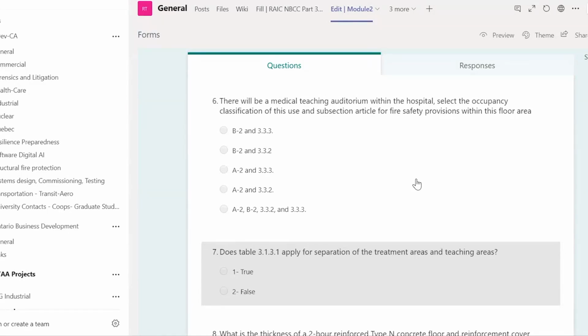But the question number 6 correct answer was two types of occupancies, A2 and B2. So if we have two, therefore they are two, and I cannot tell if this auditorium is 10% of the entire building or maybe more than that. And if it is, then I do require fire separation.